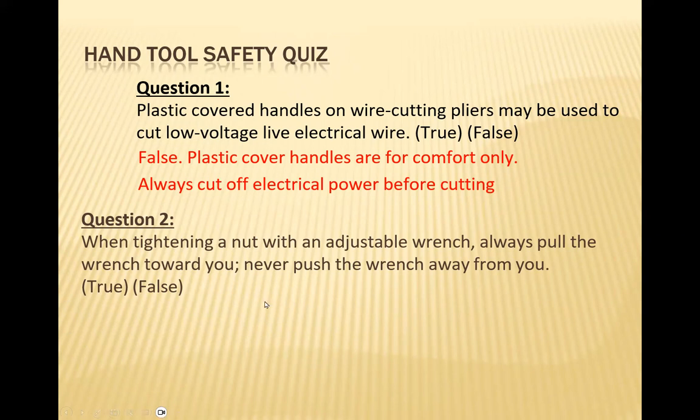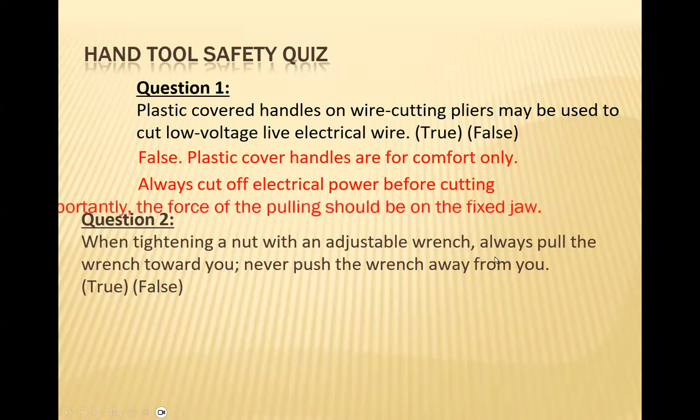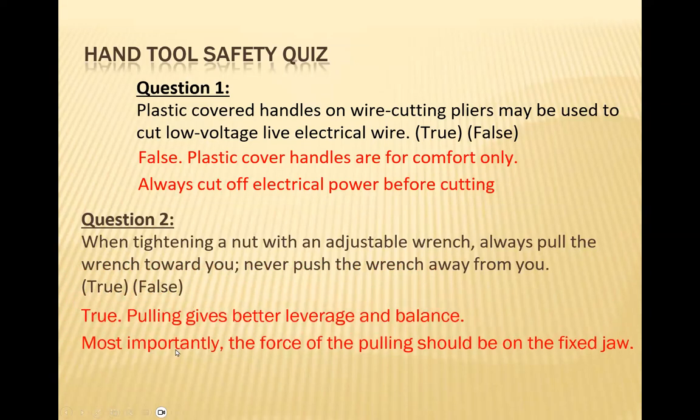I'm just making you aware of things like that. But if you can control the situation, always pull, and most importantly, the force of the pulling should be on the fixed jaw, not on the adjustable jaw, because the adjustable jaw can snap away, and you're going to jerk towards the direction of the force you're applying. Things can happen to your body even if you don't hit anything. Can you get whiplash? Yes, you can.